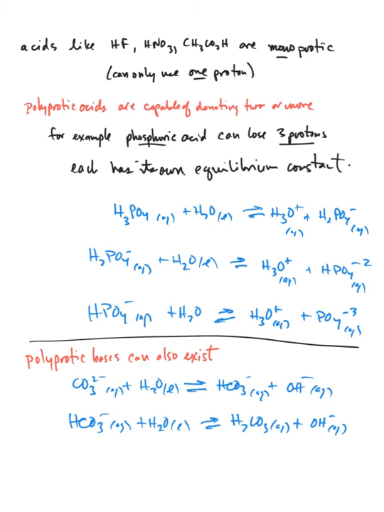Acids which only have the possibility of giving up one proton, one H+, are called monoprotic. Polyprotic acids are capable of donating 2 or more protons. Here's an example. Phosphoric acid can actually lose 3 protons. Each of these, we'll learn, has its own equilibrium constant, which I can call capital K1, K2, and K3. They are different values. Usually the first one is larger than the second one, which is larger than the third. We're not going to worry about those right now.